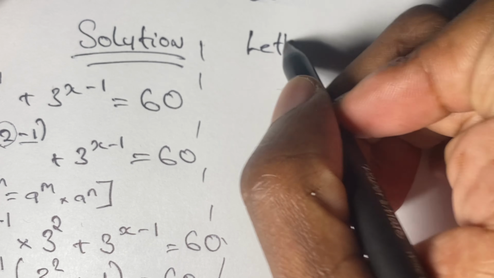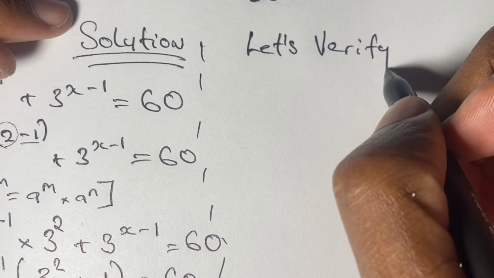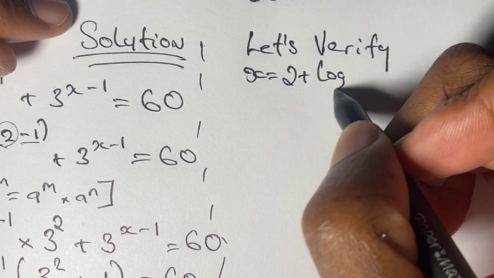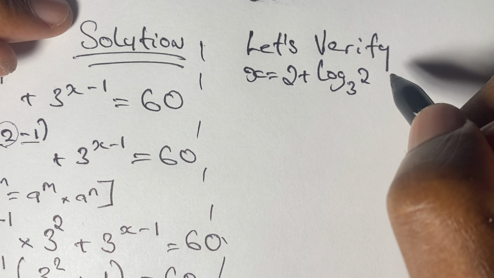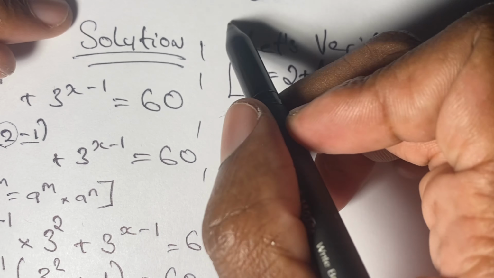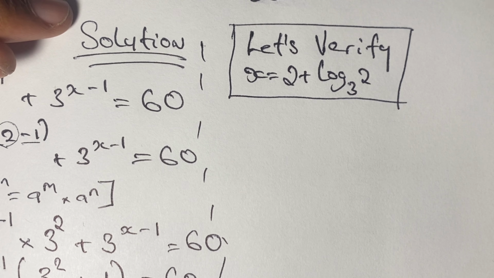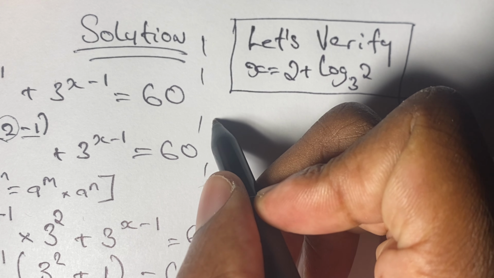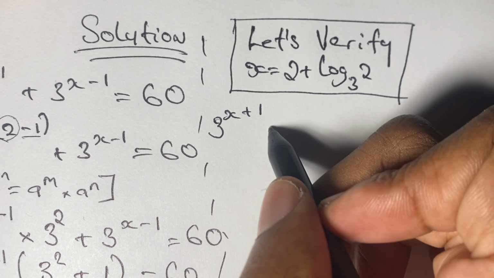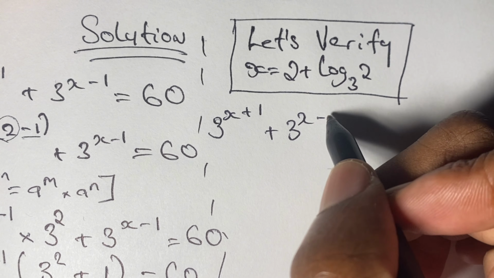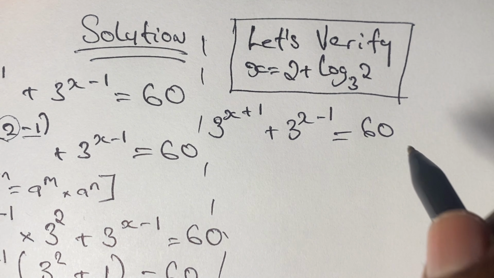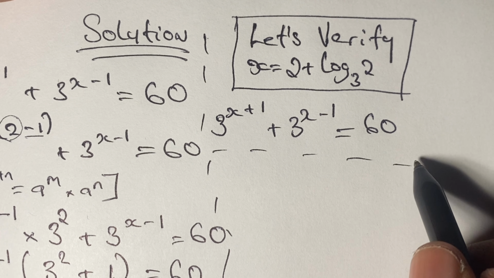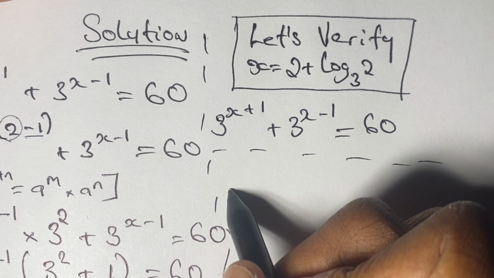Now let's verify our solution for x. We said that x is equal to 2 plus log base 3 of 2. So let's rewrite our equation. We said that 3 to the power of x plus 1 plus 3 to the power of x minus 1 is equal to 60. Now that we have the value of x, we'll be plugging it into our equation and see if it is true.